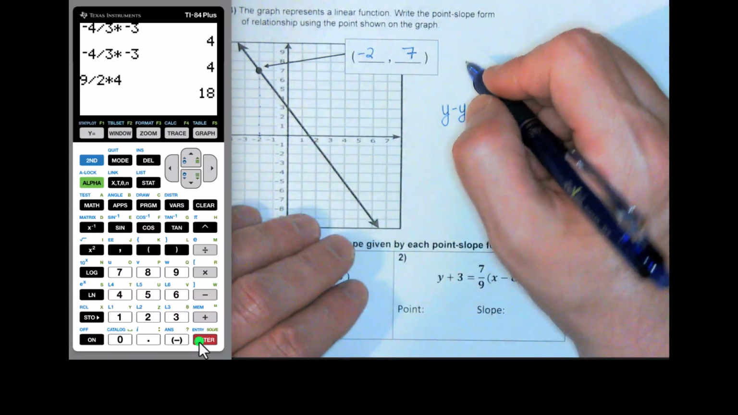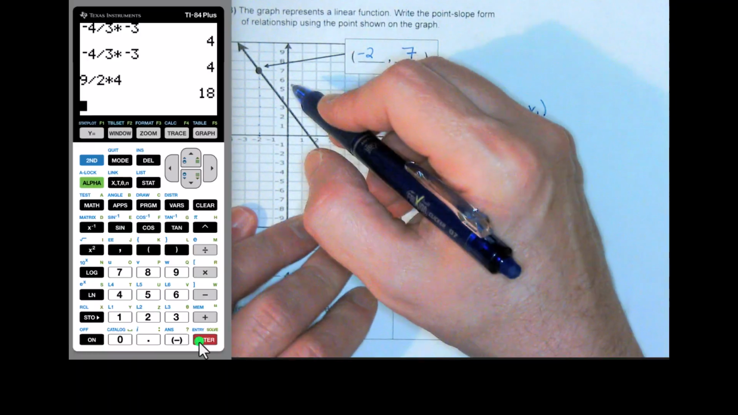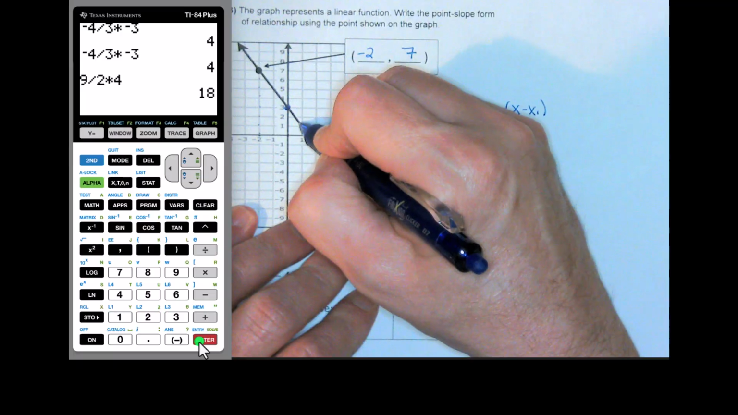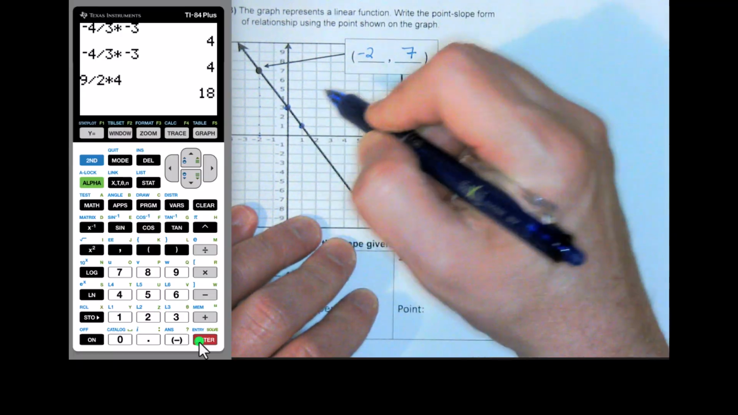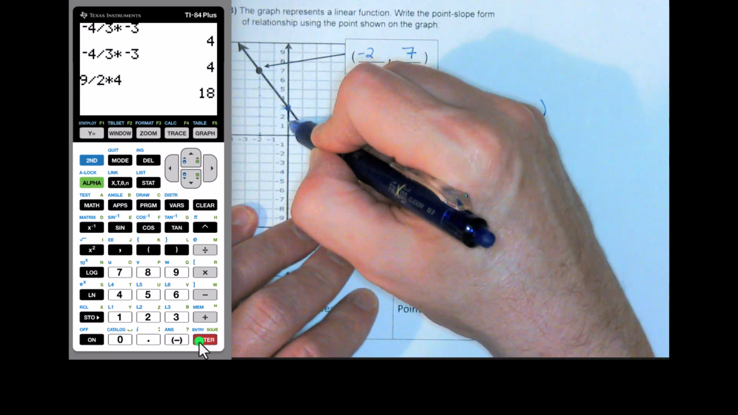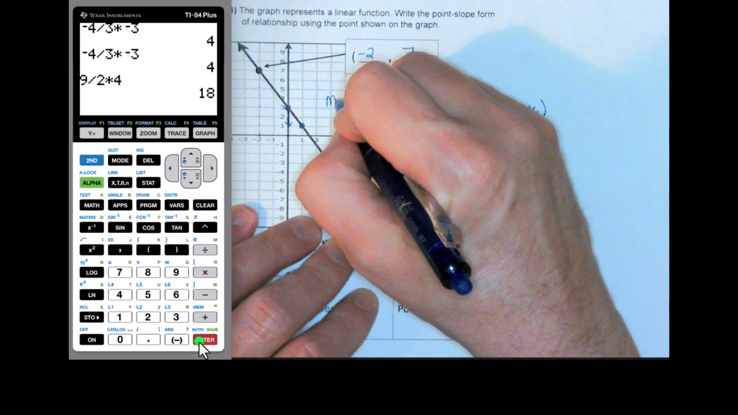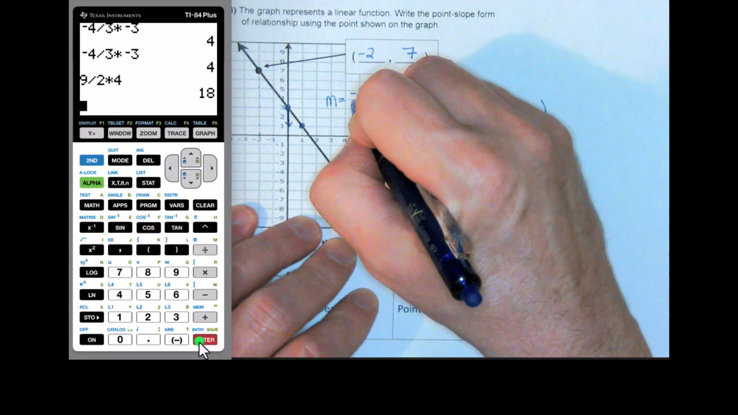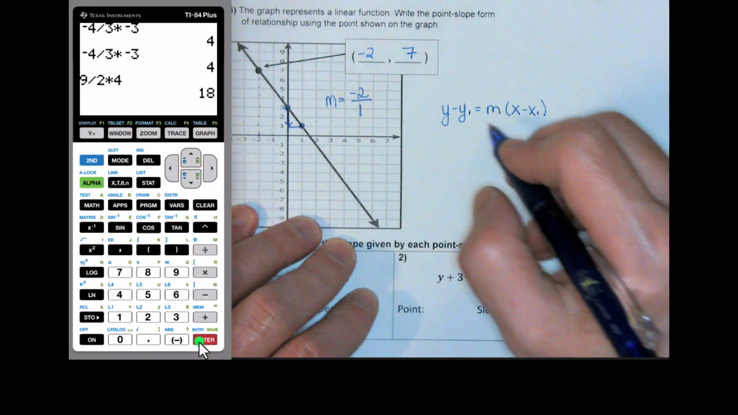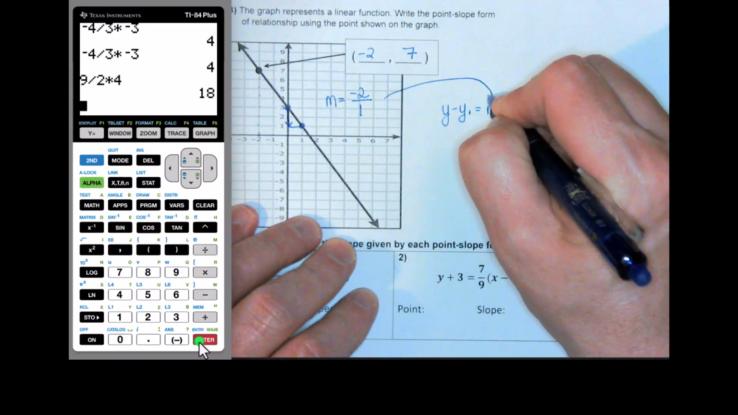And the question is, what is my slope? Remember, to find slope, you find two good points, such as this one right here. This is not a good point. This is a good point. How much do I go down to get to the second point? Well, I go down 2. So that means my rise is negative 2 and my run is 1. So now I have my slope.